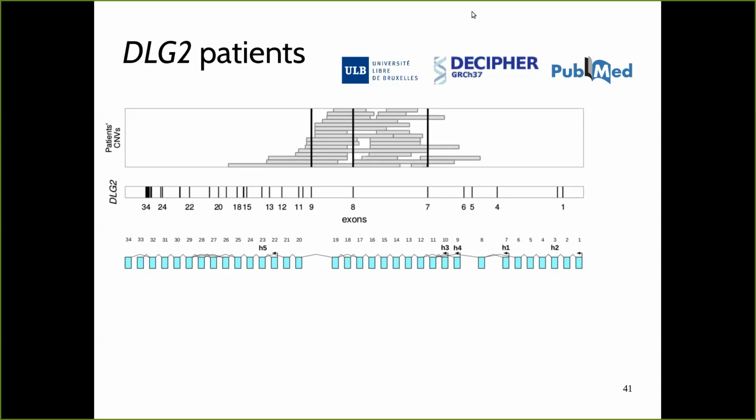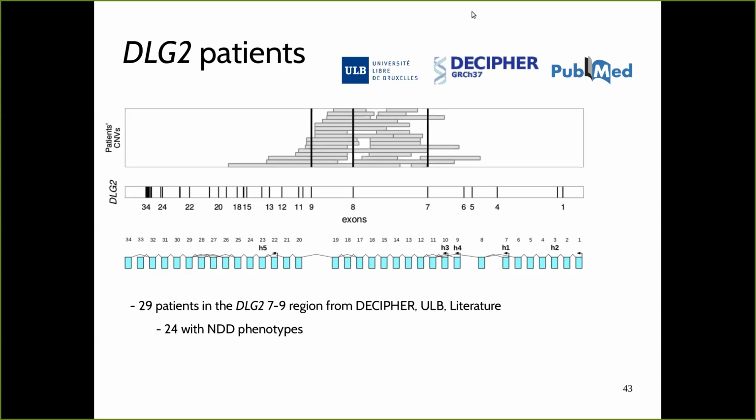Now, the copy number variations that you see in this slide are all deletions. So they are all copy number deletions. If we do some counting about these copy numbers, we have a total of 29 patients in this region. 24 of them have neurodevelopmental disorder phenotypes. 17 of them affect at least one exon, so exon 7, 8, 9, or the nearby.